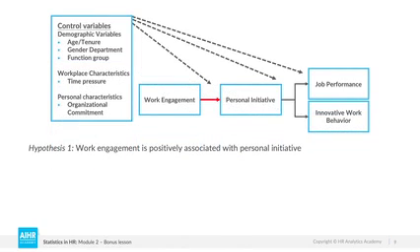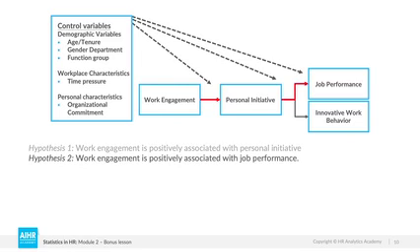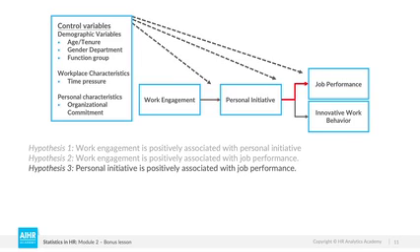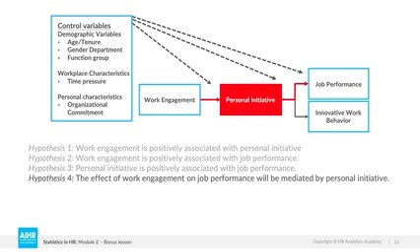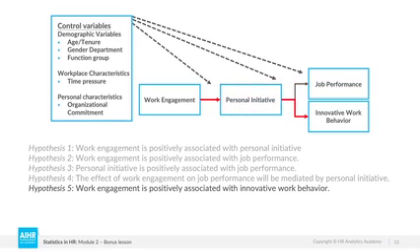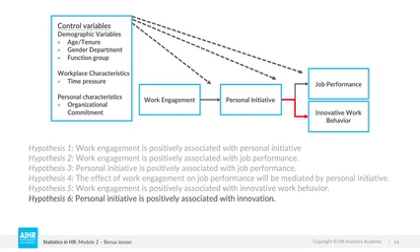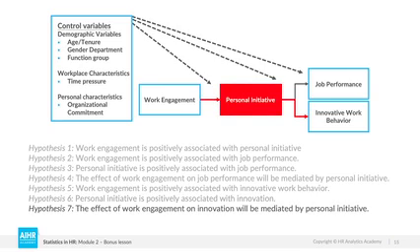First of all, work engagement was hypothesized to lead to more personal initiative. Personal initiative was hypothesized to lead to more job performance and to more innovative work behavior. Because I was testing mediation, I also hypothesized that work engagement led straight to job performance, that work engagement was related with innovative work behavior, and then I included the mediation variable of personal initiative, where I hypothesized that personal initiative mediated the relationship between work engagement and job performance, and mediated the relationship between work engagement and innovative work behavior. So with such a simple conceptual model, I already have 7 hypotheses.